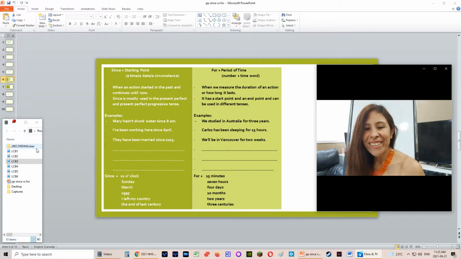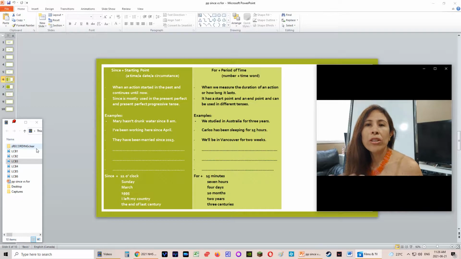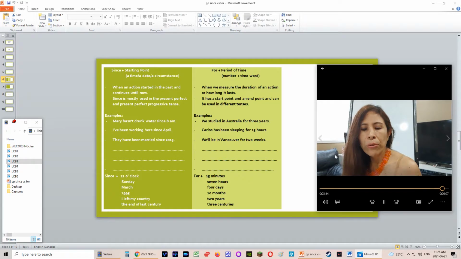Who can give me another example? Yes, Maddie? Mr. Biden will be the United States president for 4 years. Very good, Maddie. Another example, yes, Brooklyn? I've been a teacher for 2 years. Excellent. Ian, another example? I've been playing soccer for 7 years. Excellent. Very good examples, guys. So other expressions that we can use with for are for 15 minutes, for 7 hours, for 4 days, for 10 months, for 2 years, for 3 centuries.